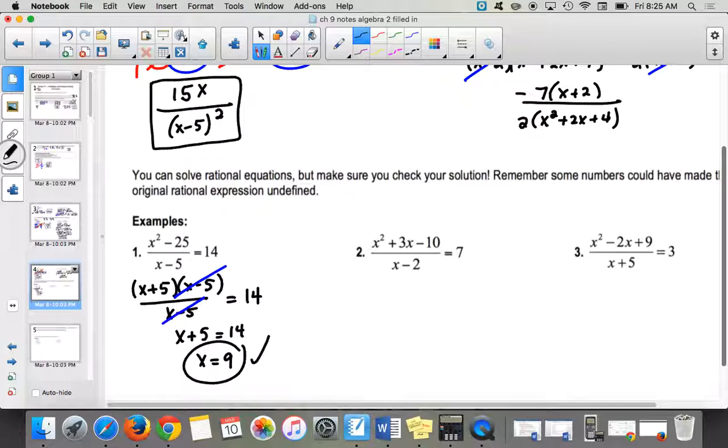So on this next one, if I factor, I have x squared plus 3x minus 10. I factor into x plus 5 and x minus 2, right? So my outer and inner combine to be that 3x. And then it's over x minus 2. So those x minus 2's cancel.